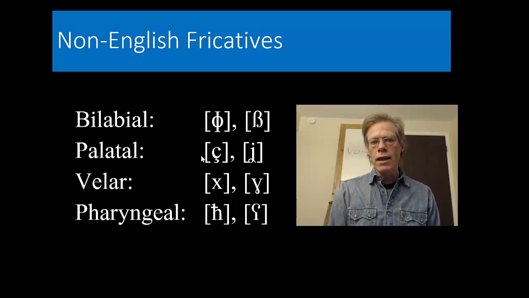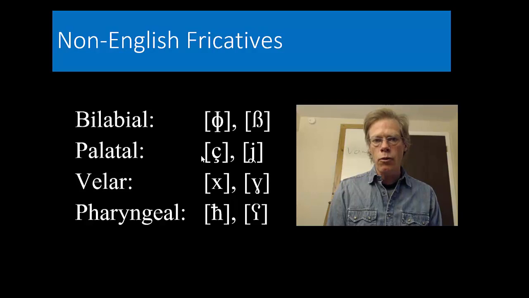Then there's also velar fricatives that you might hear in, say, a Germanic language. So, for example, the composer Bach, which we pronounce in English as Bach, would in German be pronounced with a velar fricative. That would be a voiceless velar fricative, and then, of course, that can also be voiced.